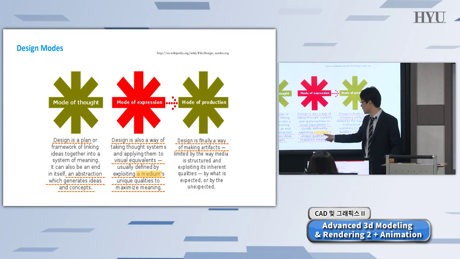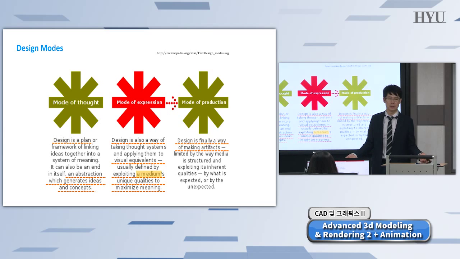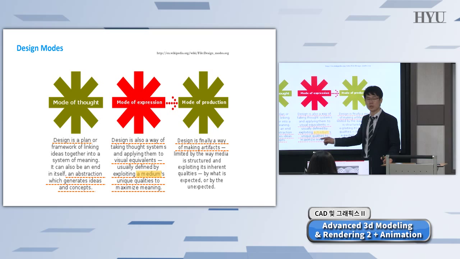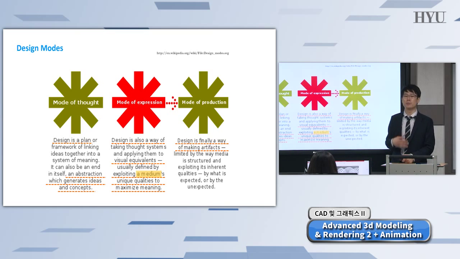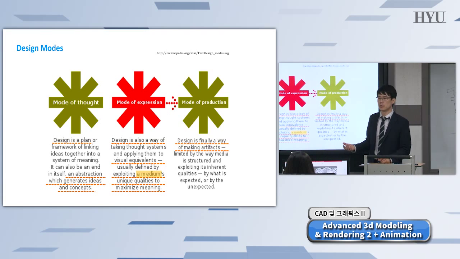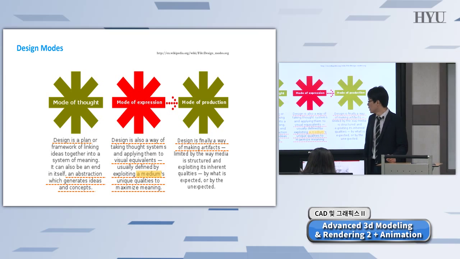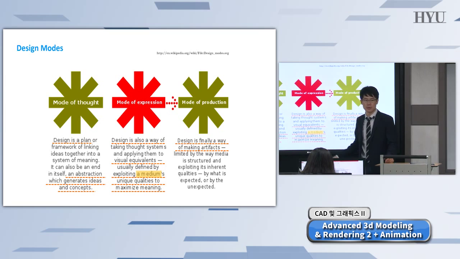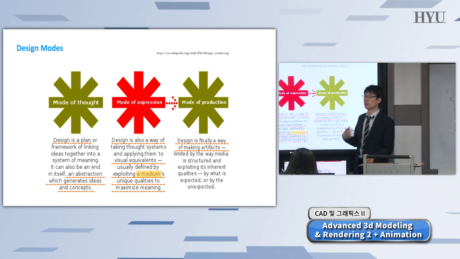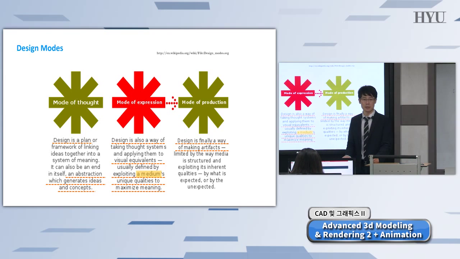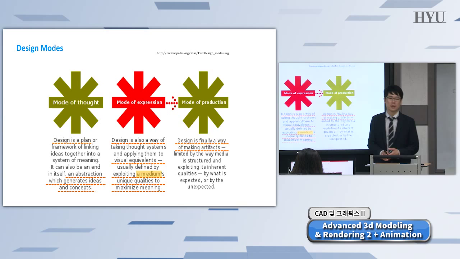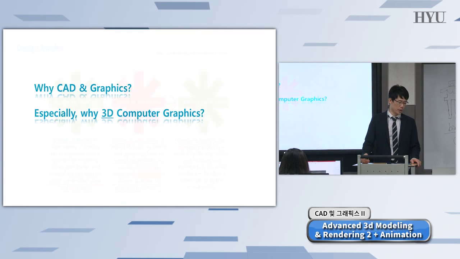What is SketchUp's unique quality? Easy to use, lightweight, fast, okay? What is Rhino's unique quality? It has Grasshopper, a very geometrically and parametrically well-defined tool for creating geometry, okay? So we need to maximize the meaning of your design, focusing on design itself, not computer techniques. That's why we need to move on, okay?